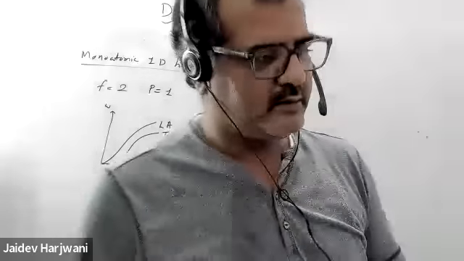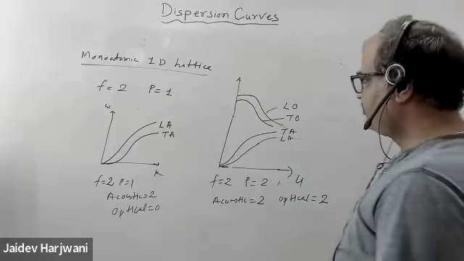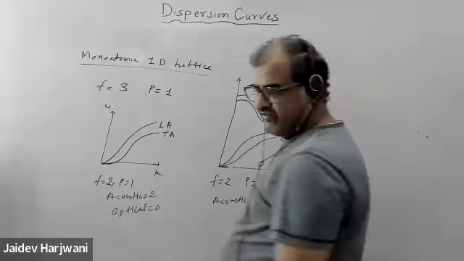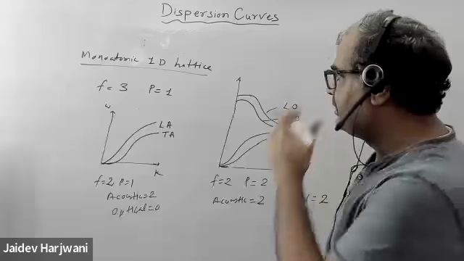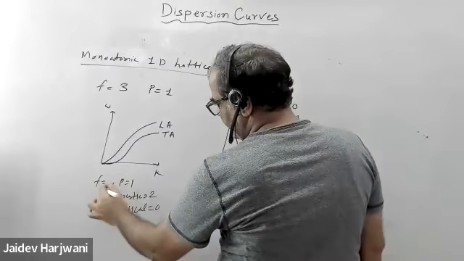Are you getting? Yes, sir. Okay, now let me write for 3. Say F equal to 3. Now P can be 1, 2, 3, 4, 5, anything it can be. Okay, now F equal to 3 and P equals 1.